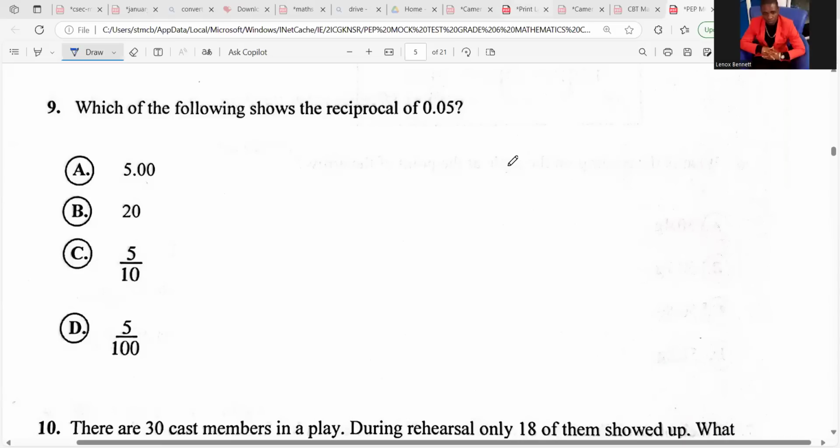Alright. Let me see how many chose each one. Some persons said 5/100, some say A. No one chose C. My God, C is lonely. Let me get one more person.